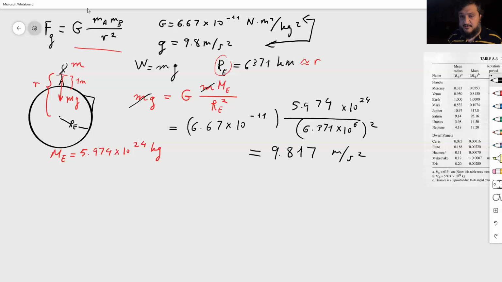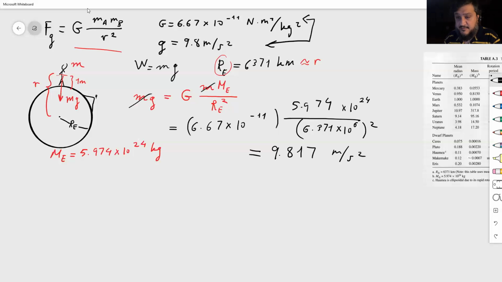Now, obviously, if you're on top of the mountain here, g will be less because you're farther away from the center of the Earth. So if you're in a plane, g will be even less at that height. So it depends on where you are and how far away you are from Earth. In outer space, of course, g doesn't mean much. On a different planet, you have a different g.